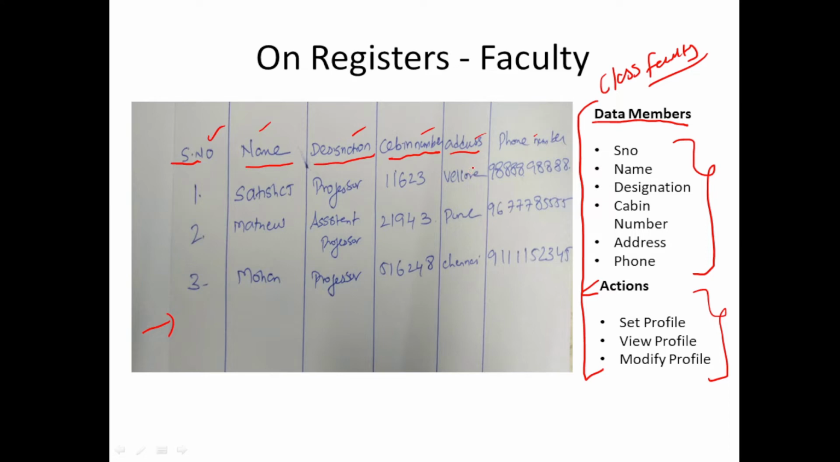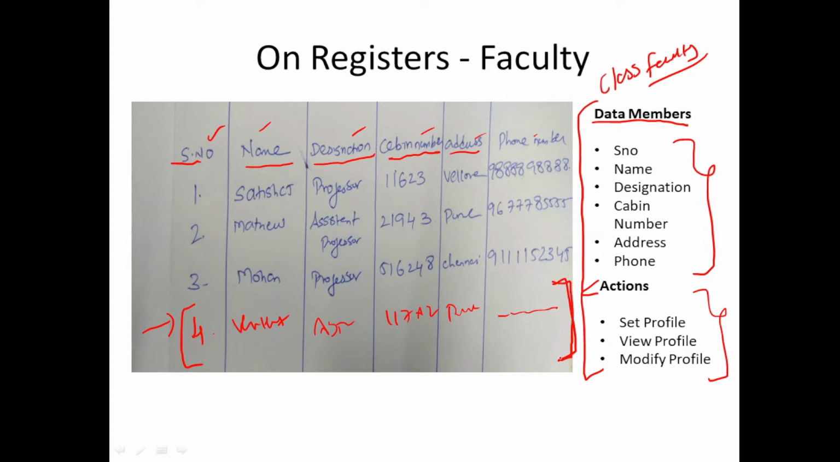So a class is nothing but a template which defines the data members and actions. When you go for allocation, what happens? What you need when you go for allocation, you need space. On a register, you need space, and you allocate. Say I allocate this faculty number 4. I call him Venkat. He is an assistant professor, and I am allocating some cabin number 117A2. He is from say Pune, and some number.